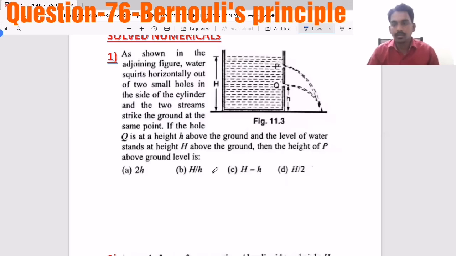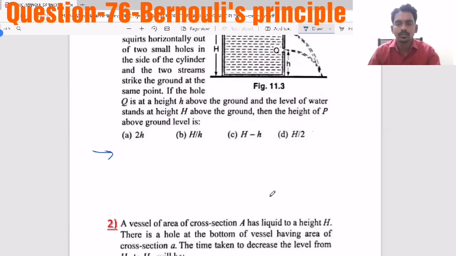Now let's see a few examples based on whatever we have studied. The very first thing is, as shown in the adjoining figure, water squirts horizontally out of two small holes in the side of the cylinder and the two streams strike the ground at the same point. If the hole Q is at a height h above the ground and the level of water stands at H above, then the height of P above the ground level is.